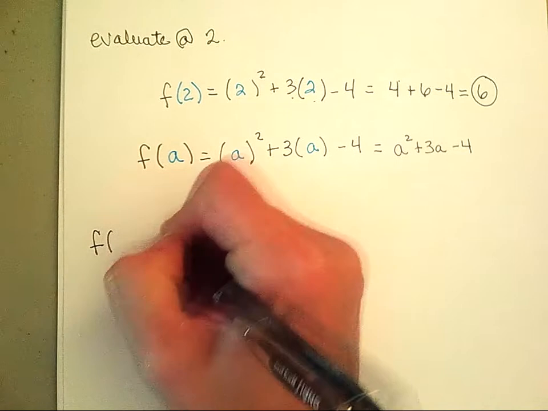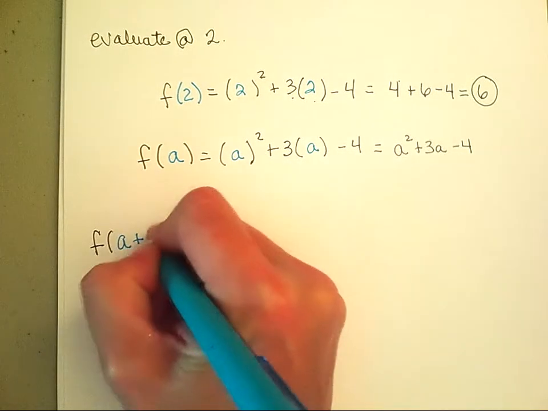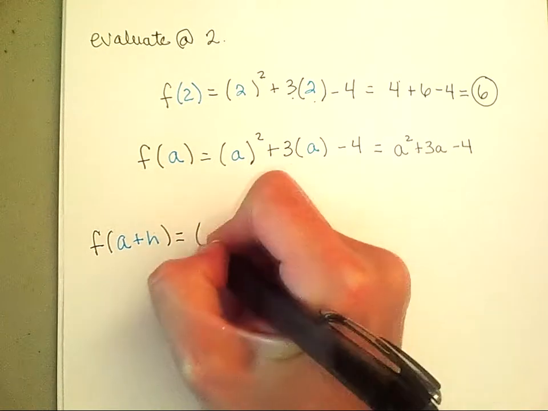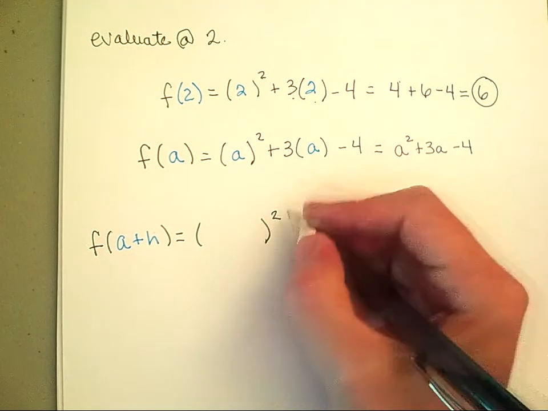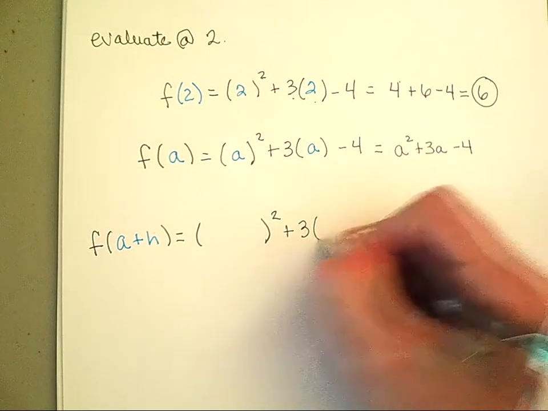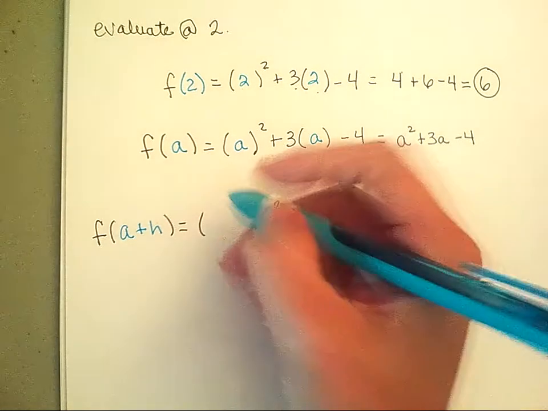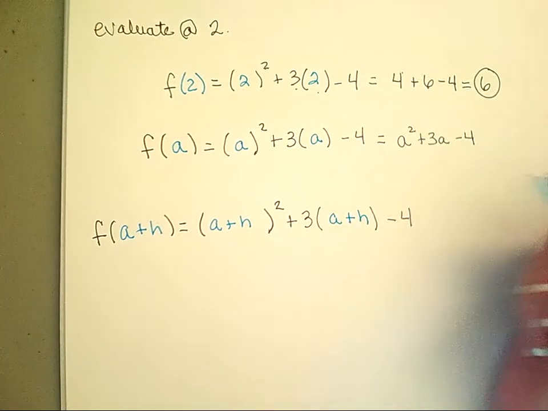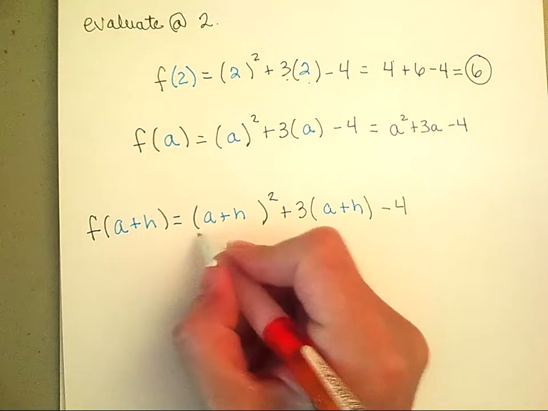We could evaluate at more than just one variable, we could evaluate at the sum. Let's say a plus h. But again, the structure stays the same. We take whatever's inside of here, we're going to square it, add 3 times what's inside of there, and then subtract 4. So this is the setup. Now this can be simplified.